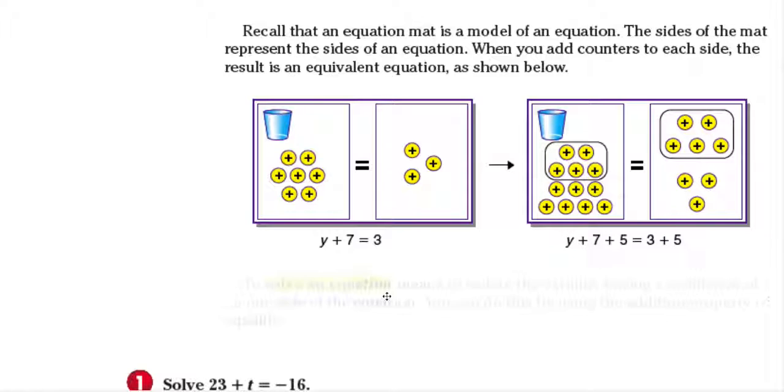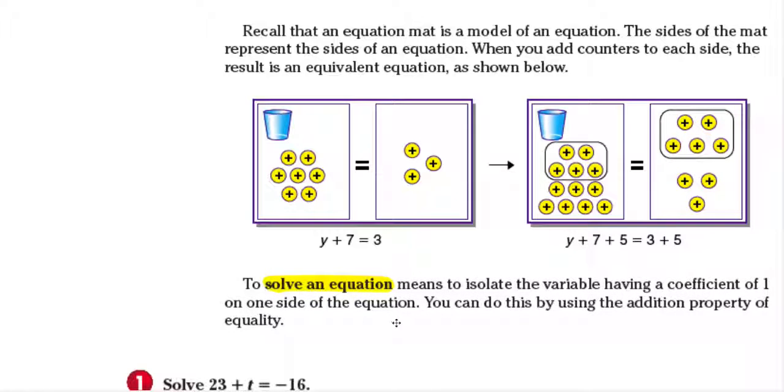To solve an equation means to isolate the variable having the coefficient of 1 on one side of the equation. So again, let's revisit coefficient. The meaning of coefficient is the number before the variable. So to be able to solve an equation means to isolate the variable having a coefficient of 1 on one side of the equation. You can do this by using the addition property of equality.